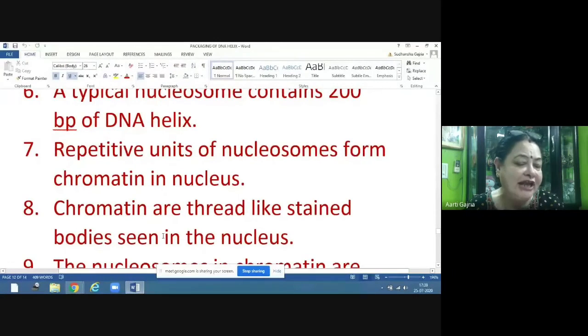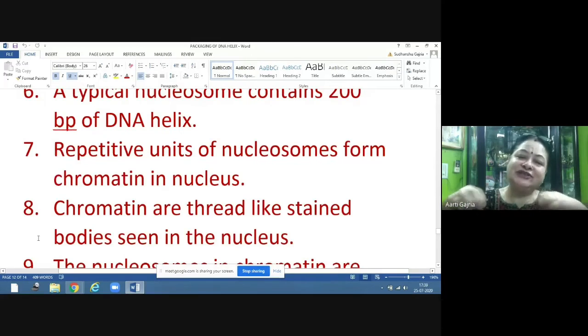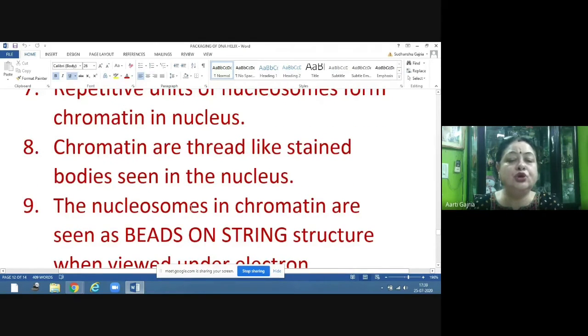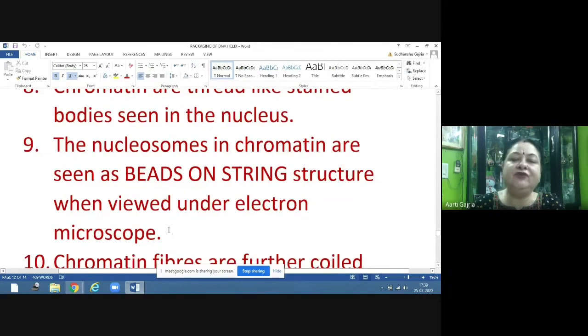Under the electron microscope, the thread we are seeing is chromatin, and the beads we can see are nucleosomes. So it is a beads on a string structure that is seen under the electron microscope. Nucleosomes in chromatin are seen as beads on a string structure when viewed under the electron microscope.